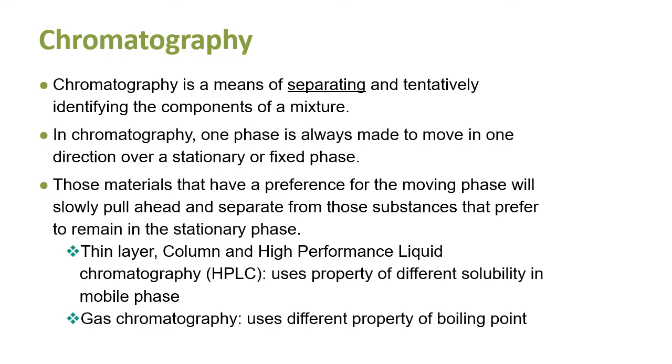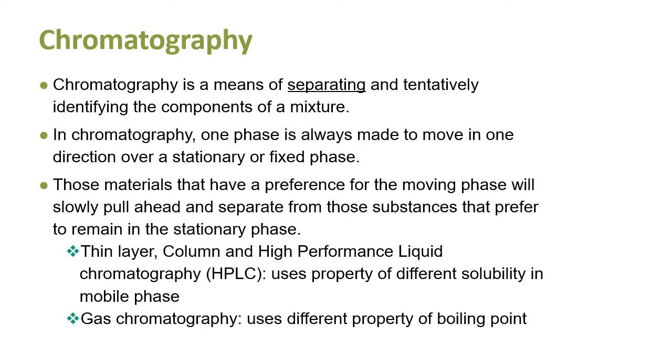And we generally have two different phases. One phase has one property, and one phase has a different property. And the idea is I'm separating based off the preference for that particular property. I know that's very vague, but we talk about a stationary or fixed phase and then a moving phase. The idea is, will the component move with the moving phase, or will it stay with the stationary phase? And depending on the type of chromatography, these specific phases change.